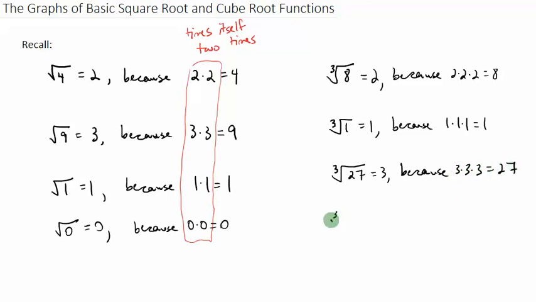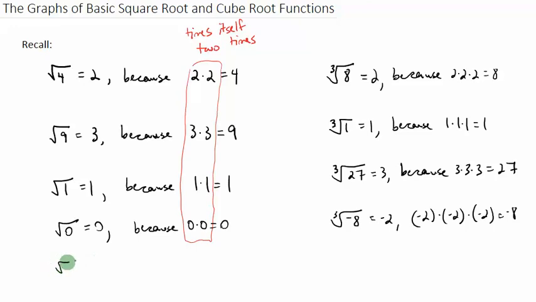The cube root of negative 8 is a little different. It is negative 2 because negative 2 times negative 2 times negative 2 is negative 8. And so you can also have negatives with your cube roots.